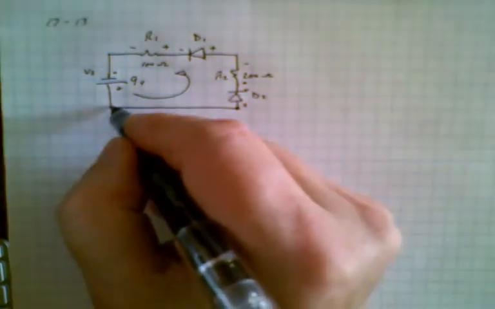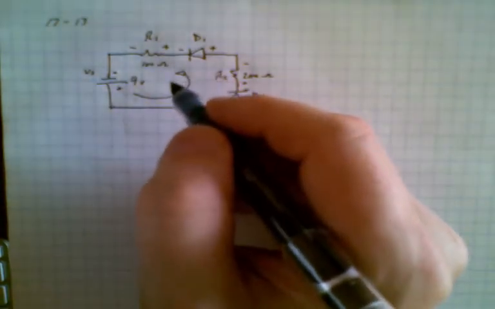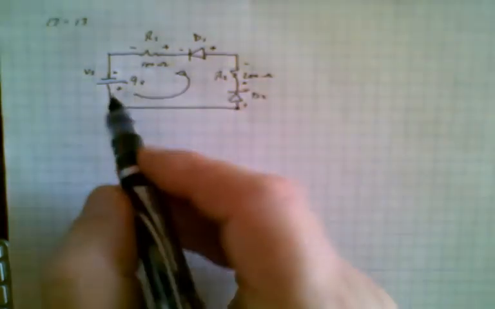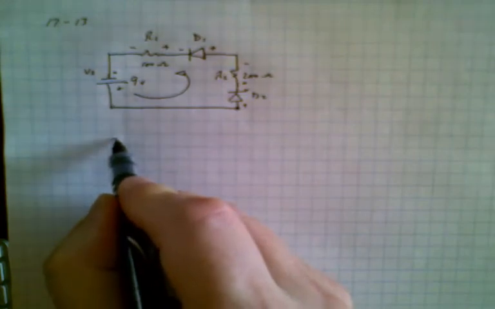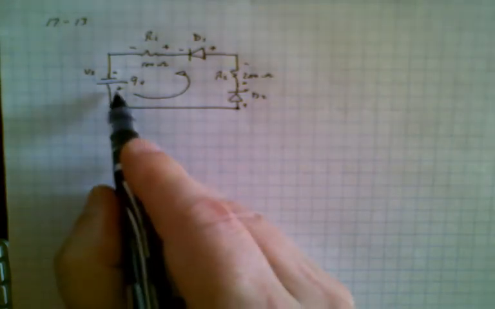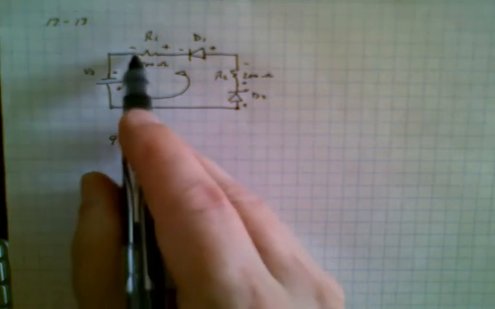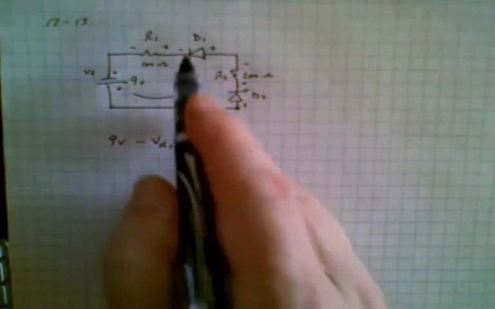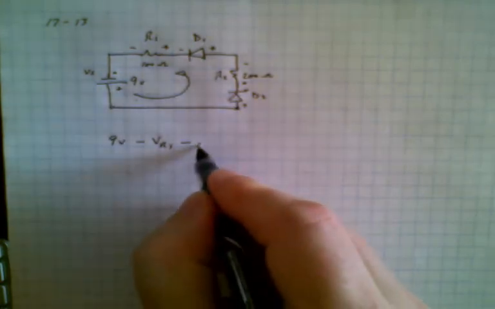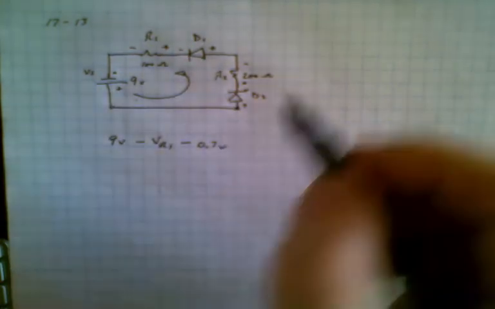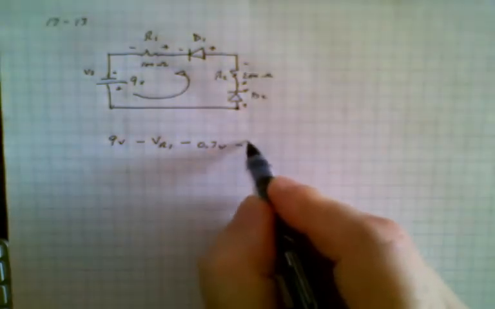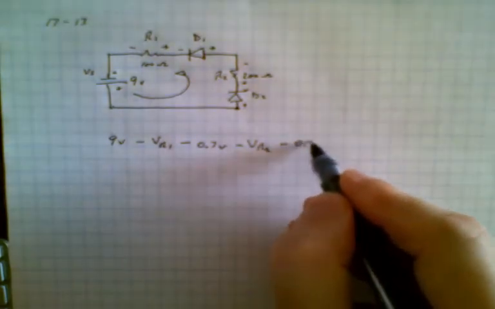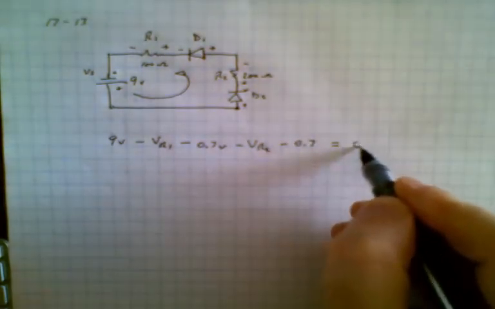It doesn't matter which way we walk around the circuit. I always like to start from here and walk around clockwise. So we'll write Kirchhoff's voltage law starting from here, walking around clockwise. The first voltage we see is plus 9 volts, because we see the positive end of the battery first. Then we see minus voltage across R1. Then we see minus the voltage across the diode, which is 0.7 volts. Then we see minus the voltage across R2. And then we see minus another 0.7 volts. And that all adds up to 0.